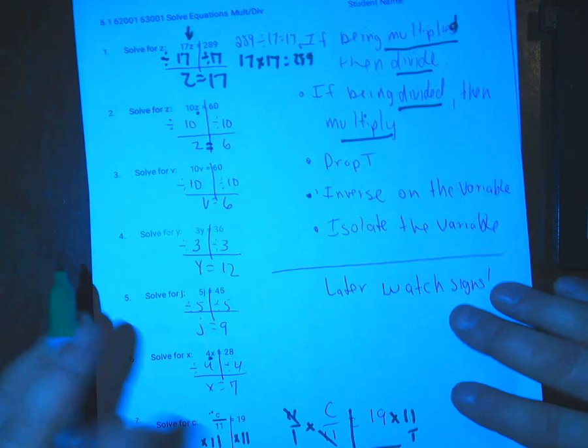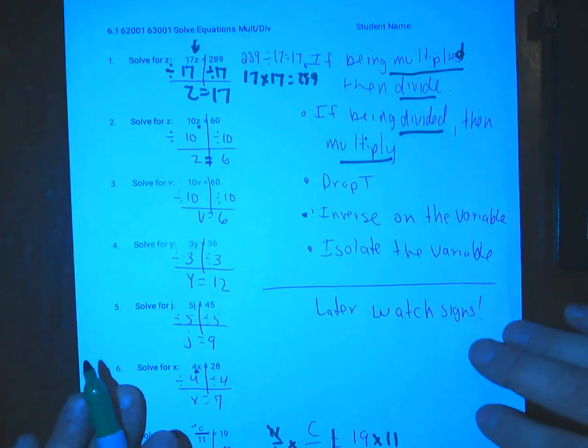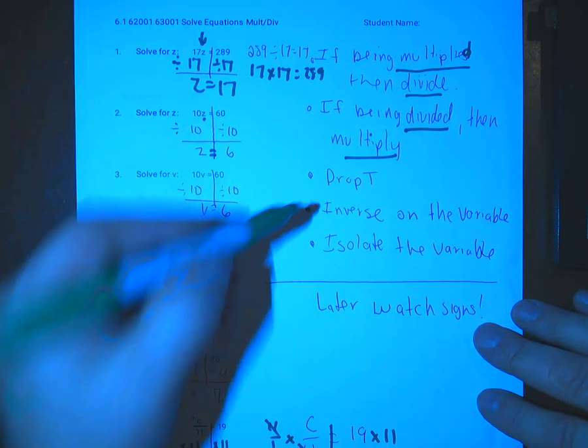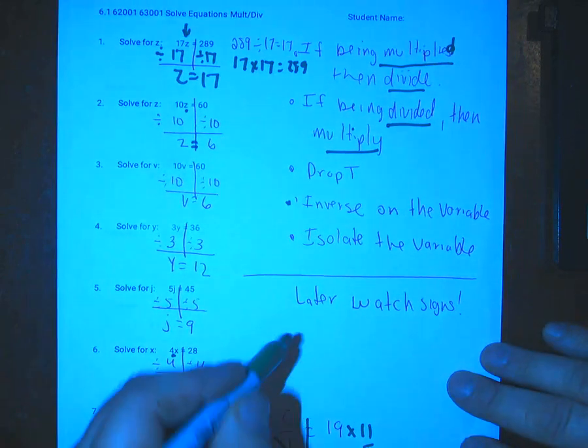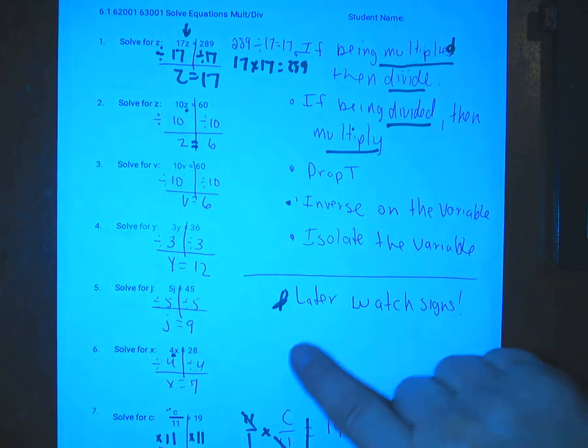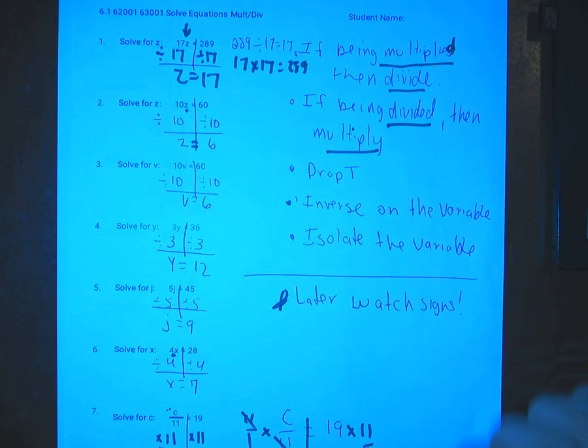So that's 62001, solving equations using multiplication and division. Drop the t, inverse on both sides, isolate the variable. Later, as we do these that have a variety of signs, we'll have to watch for signs.